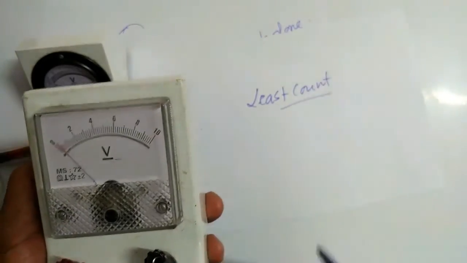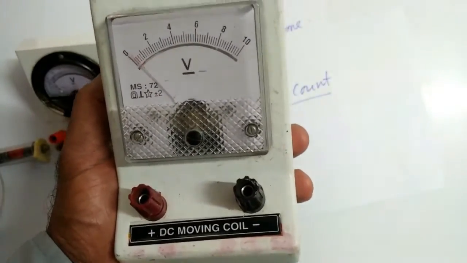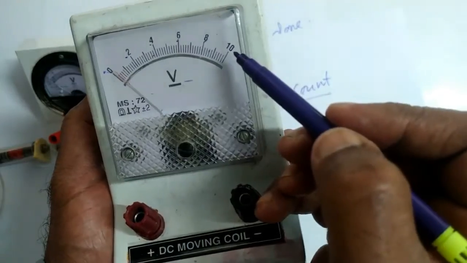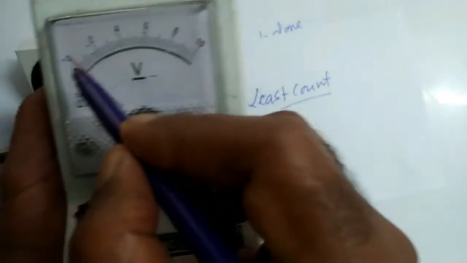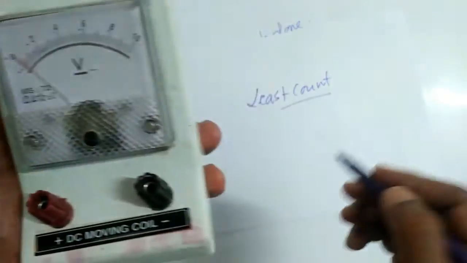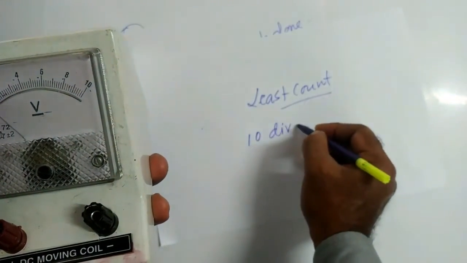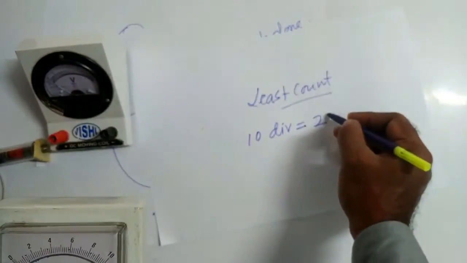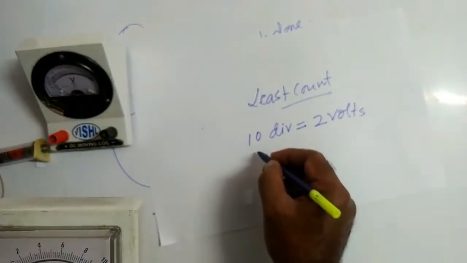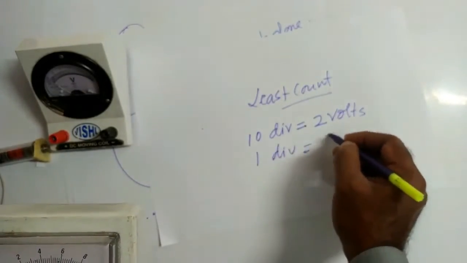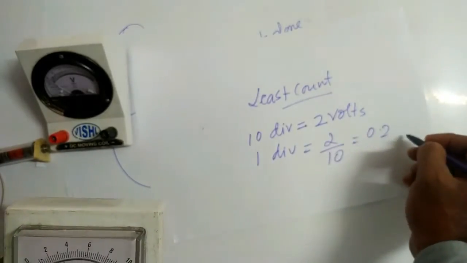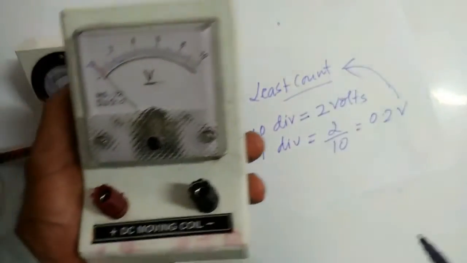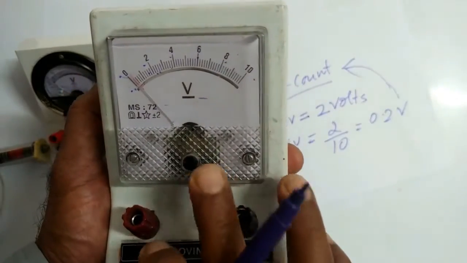of this device. The first thing you have to do is find out the least count. Now look at this, from 0 to 2, it's 2 volt, 4 volt, 6 volt, 8 volt and 10 volt. So from 0 to 2, how many divisions are there? There are 10 divisions. So 10 divisions is equal to how many volts? 2 volt. So 1 division is equal to 2 by 10, which is equal to 0.2 volt. So this is the least count of this voltmeter.